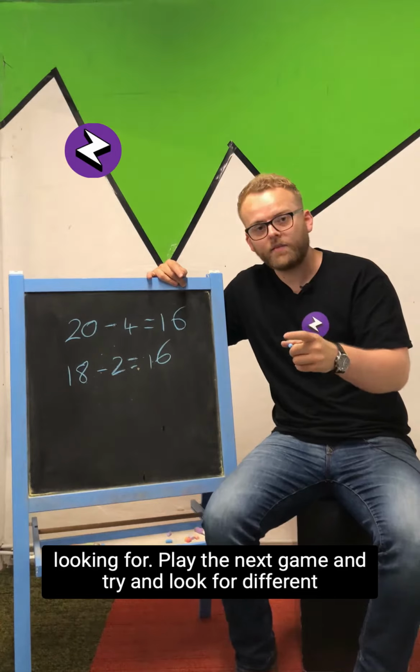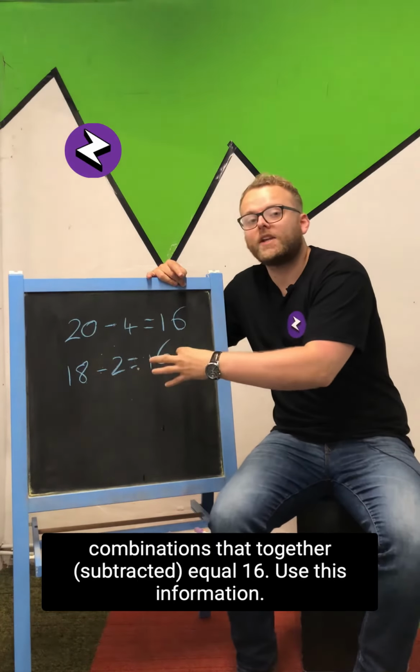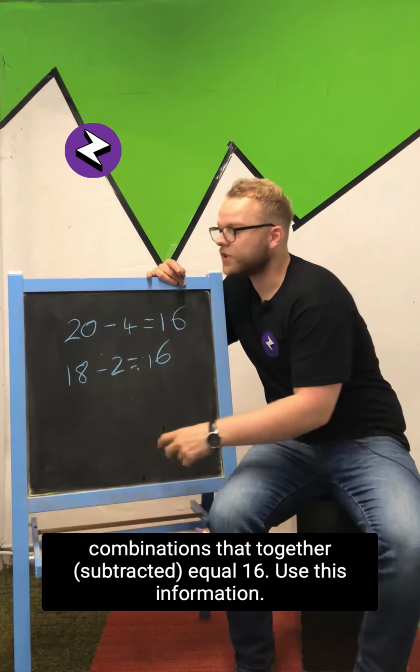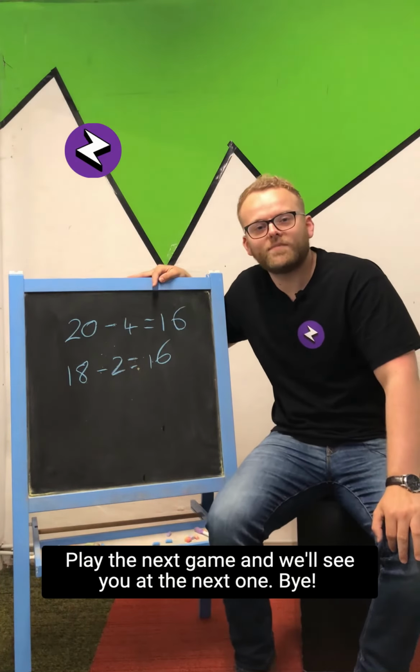So play the next game and try and look for different combinations that together subtracted equals 16. So use this information, play the next game, and we'll see you in the next one.